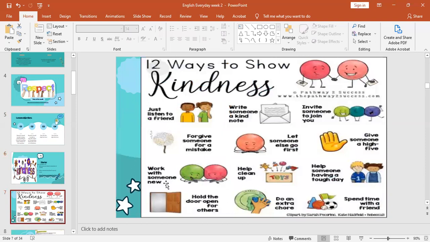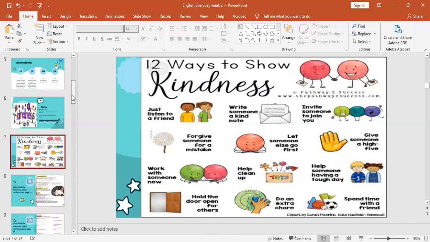Then moving ahead, these are the 12 ways we can actually show kindness to people. When we listen to a friend, write someone a kind note, invite someone to join us in any activity we are doing, when we forgive someone for a mistake, when we let someone else go first, when we give somebody a high five, when we walk with someone new, when we help clean up, when we help someone having a tough day, when we hold the door for others, and when we do extra chores, or when we spend time with a friend. All these are acts or show of kindness.